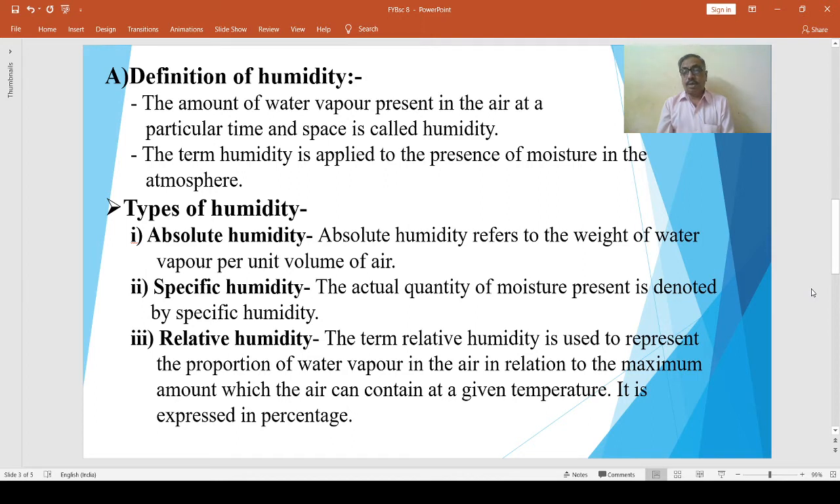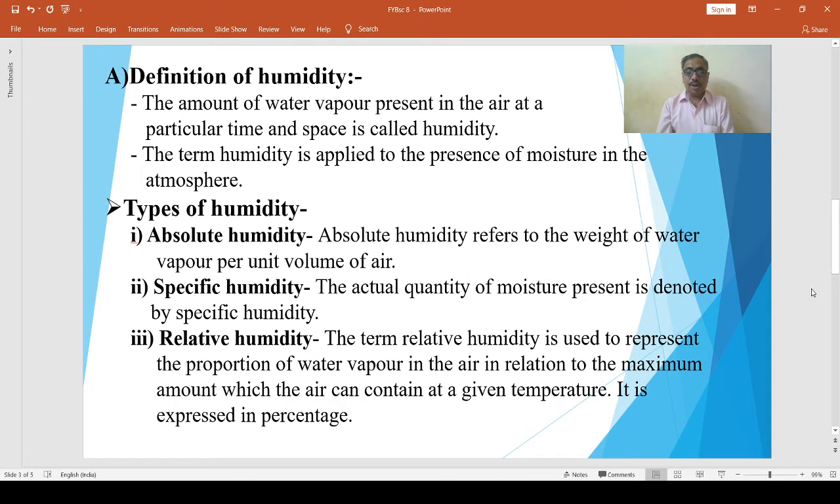Then relative humidity. The term relative humidity is used to represent the proportion of water vapor in the air in relation to the maximum amount which the air can contain at a given temperature. It is expressed in percentage. There is an inverse relationship between the temperature of air and relative humidity. That is, the relative humidity decreases with increasing temperature and vice versa.